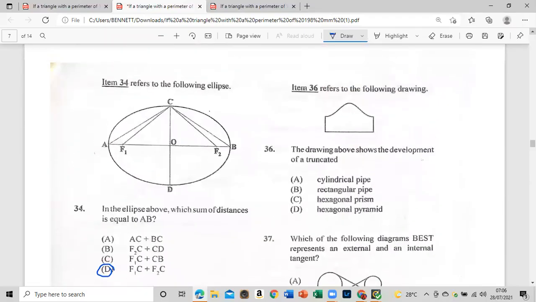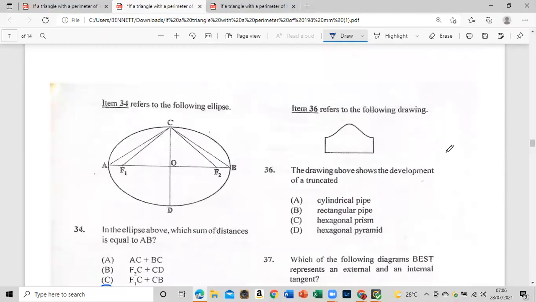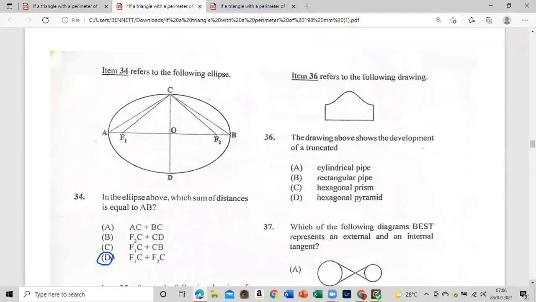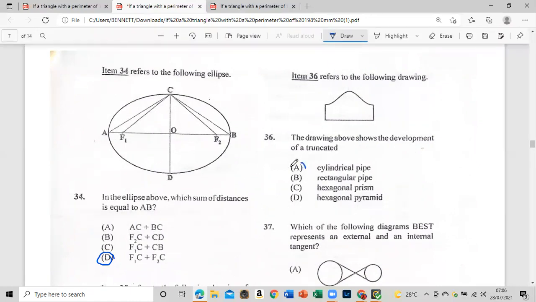All right, so 36 refers to the following drawing. The drawing above shows the development of a truncated, is it a cylindrical pipe, a rectangular pipe, a hexagonal prism, or a hexagonal prism? And it is a cylindrical pipe. Let's move on to 37.